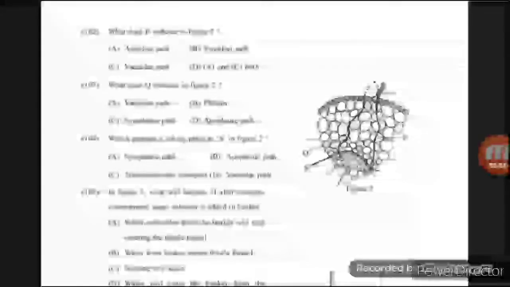In the 104th question, which process is taking place at S in figure 2? So the next one is, what is happening here at S in figure 2? Is it the symplastic pathway, apoplastic pathway, transmembrane transport, or vascular path? Which one is happening, you have to say.